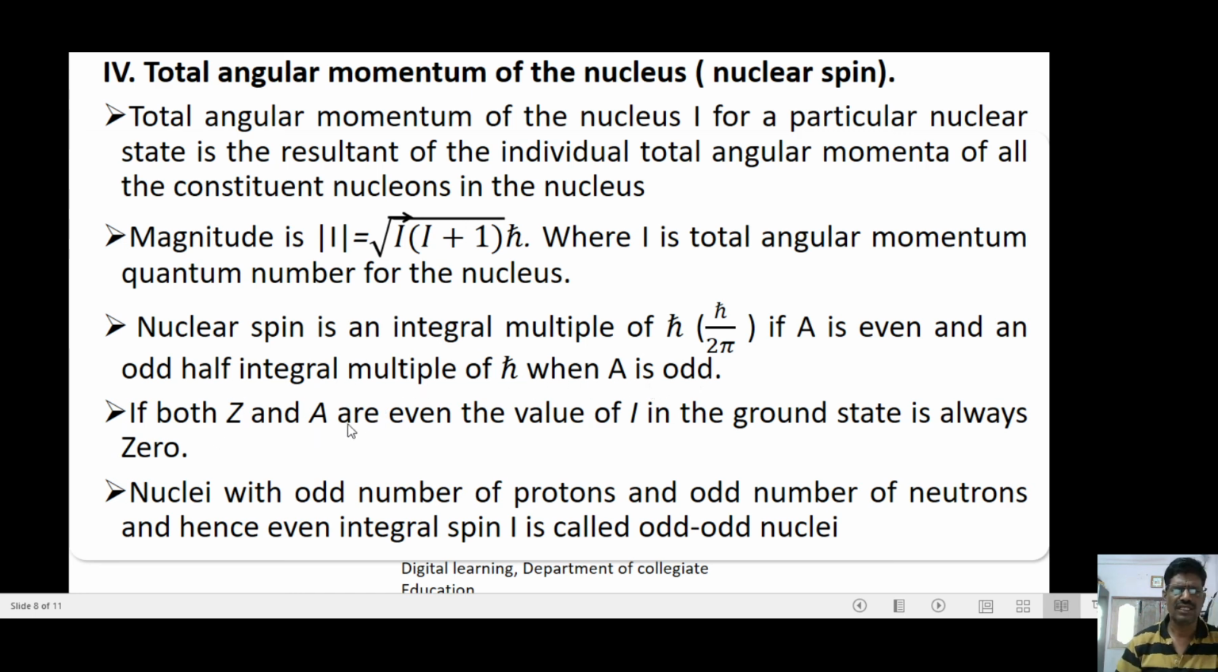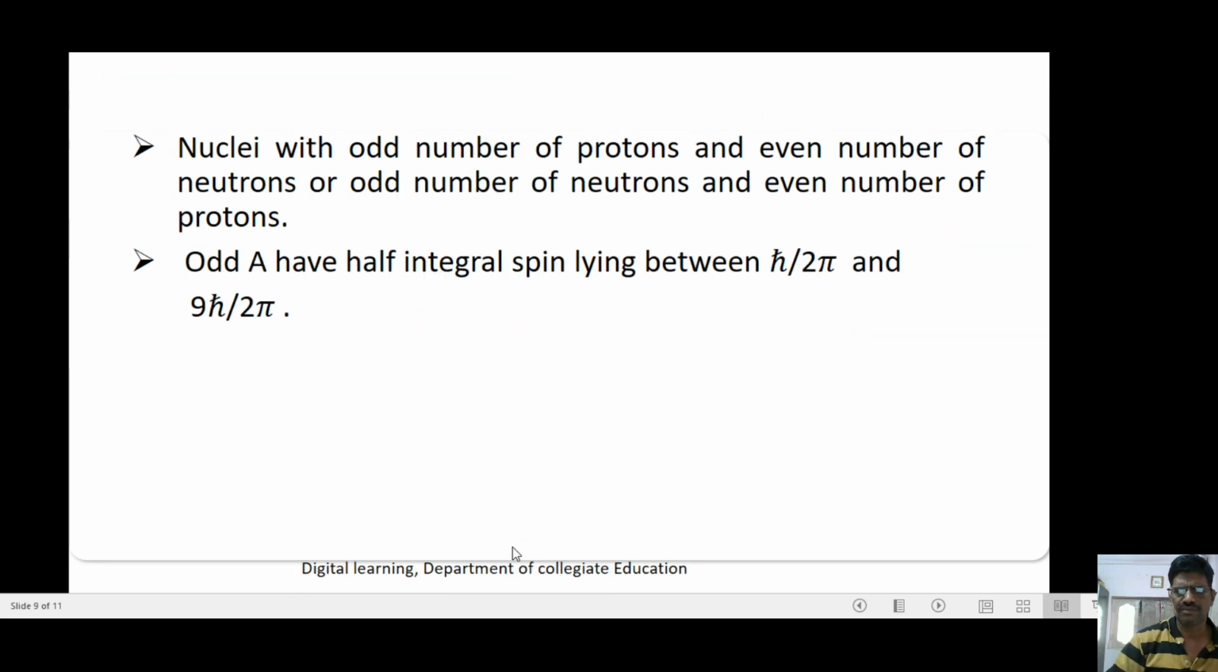If both Z and A are even, the value of I in the ground state is always 0. Nuclei with odd number of protons and odd number of neutrons, and hence even integral spin I, are called odd-odd nuclei. Nuclei with odd number of protons and even number of neutrons, or odd number of neutrons and even number of protons, are odd A nuclei, with half integral spin lying between h cross divided by 2 pi and 9 h cross by 2 pi.